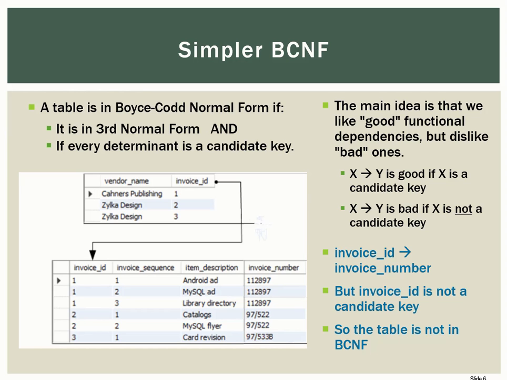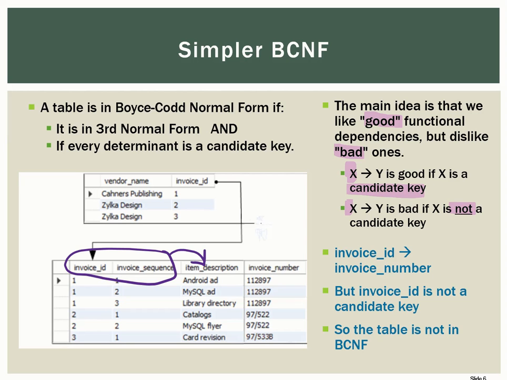The way to describe this is we're going to talk about good functional dependencies and bad ones. For the good functional dependencies, X is going to be the candidate key, and the bad ones are when X is not the candidate key. So now that we see this, what are the functional dependencies? Well, we know that the invoice ID and the invoice sequence determine the item description. That's a good functional dependency because invoice ID and invoice sequence is a candidate key.